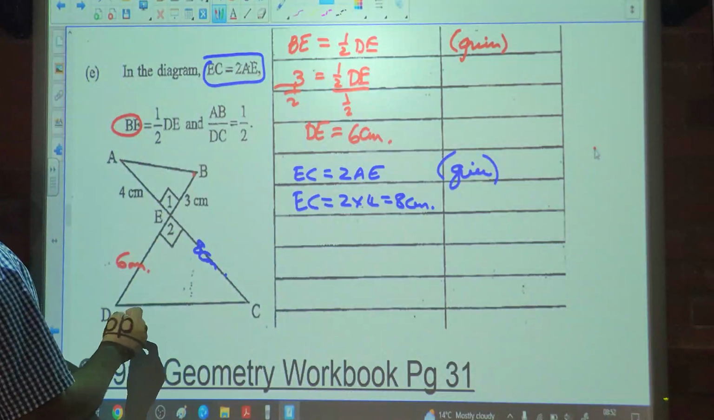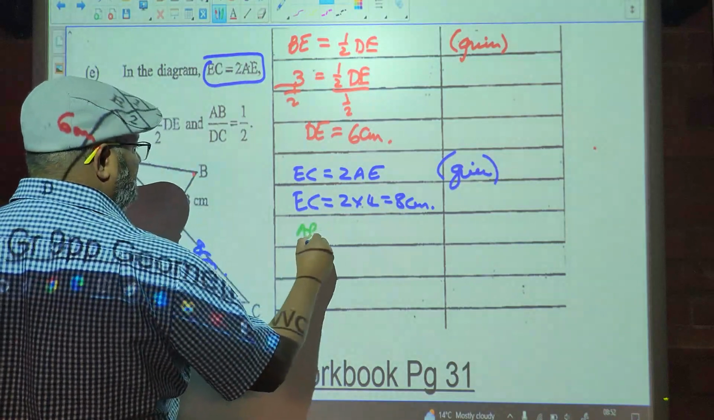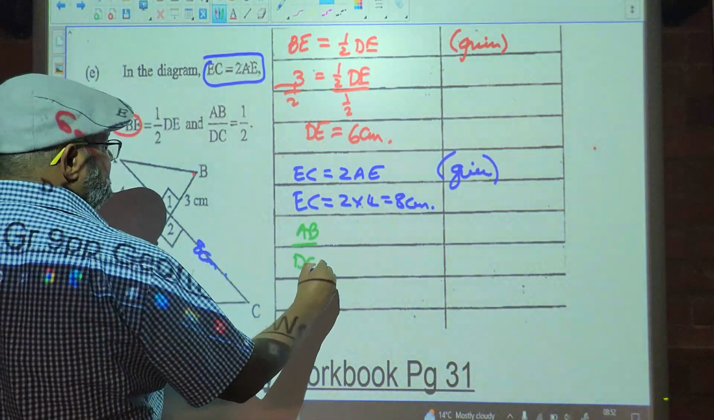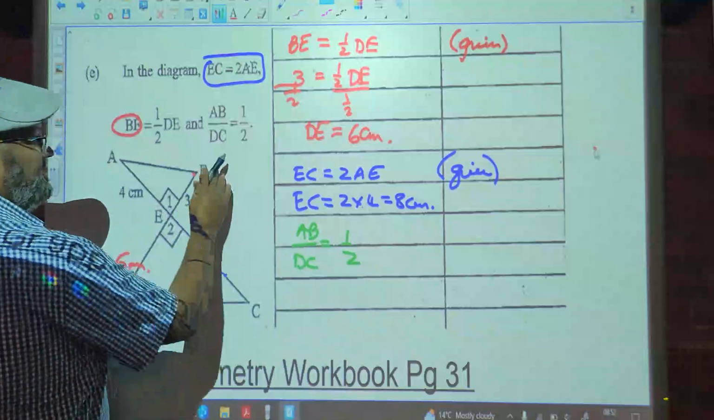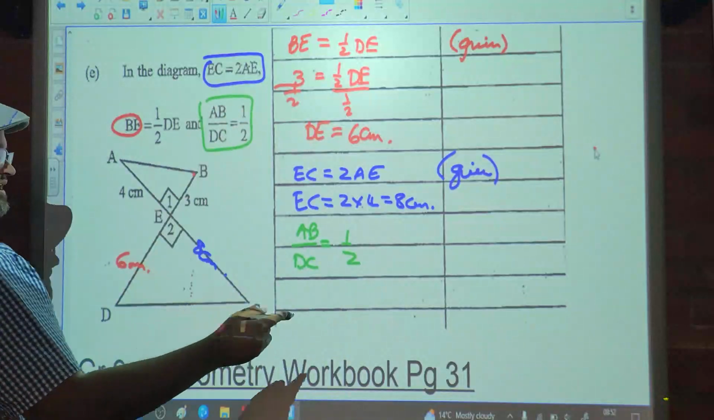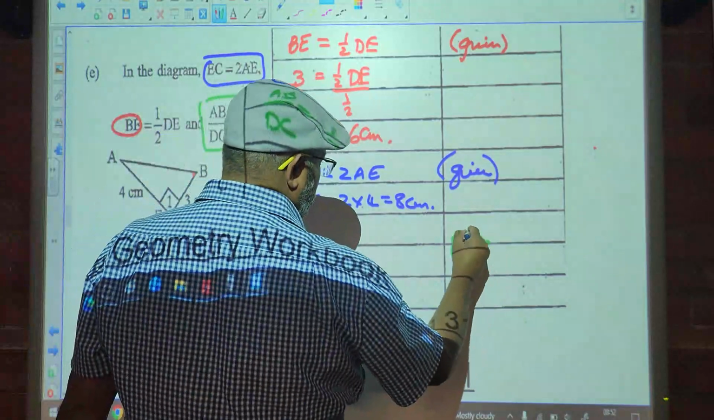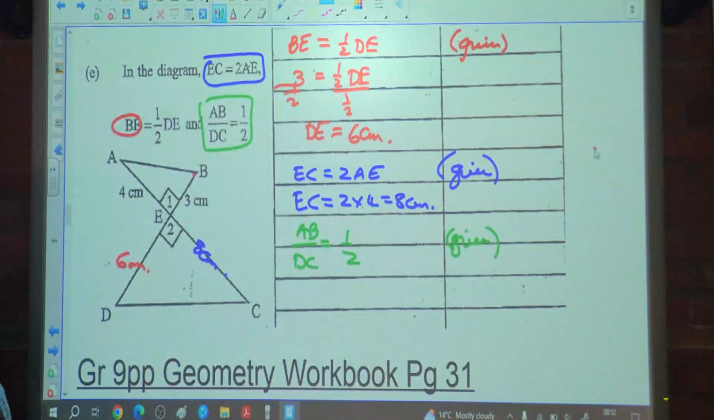Then we're told that AB over DC is equal to 1 over 2. Where do we get this from? It's given to us. Alright, so there we link that.